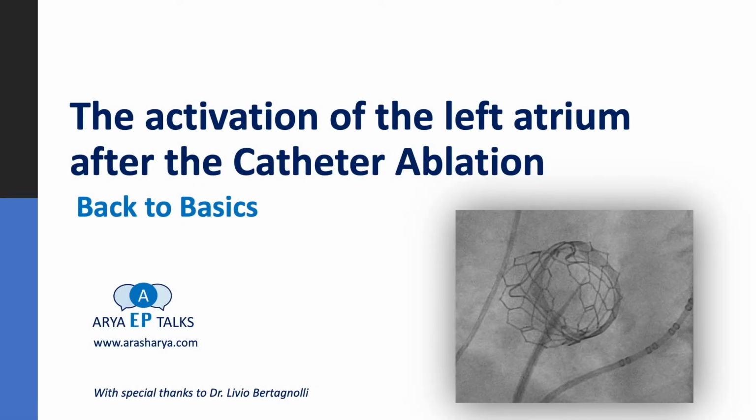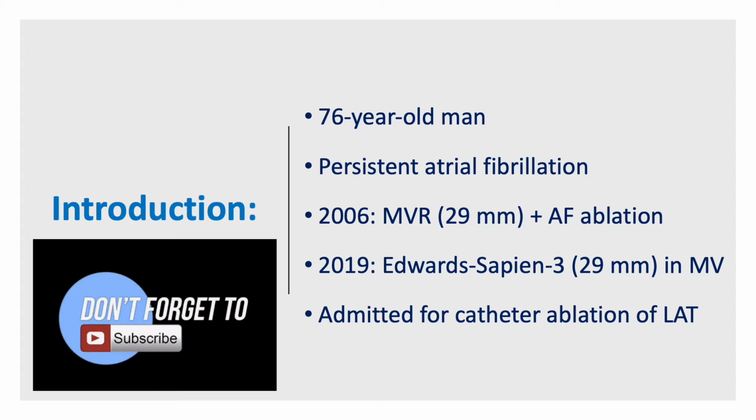For this week's ECG exercise, I chose a simple ECG in sinus rhythm to discuss together the atrial activation pattern after catheter ablation of atrial fibrillation. Our patient is a 76-year-old man with persistent atrial fibrillation.